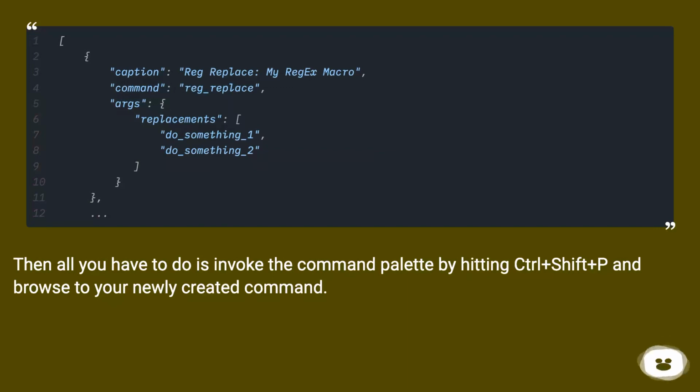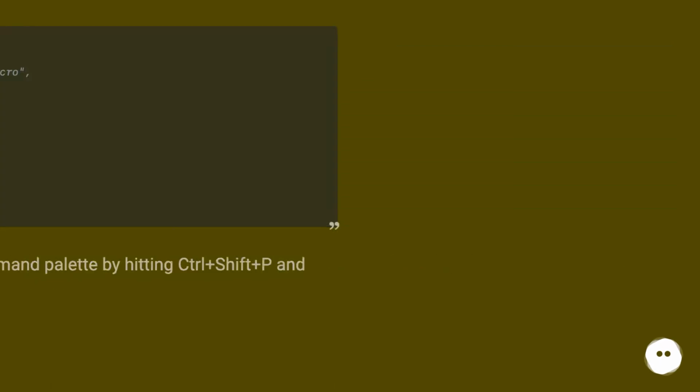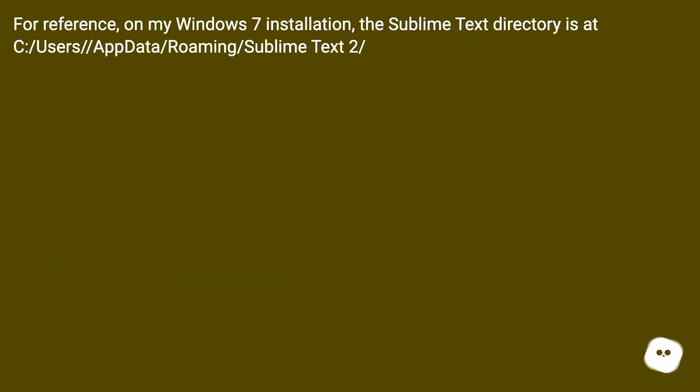Then all you have to do is invoke the command palette by hitting Ctrl+Shift+P and browse to your newly created command. For reference, on my Windows 7 installation, the Sublime Text directory is at Sublime Text 2/.